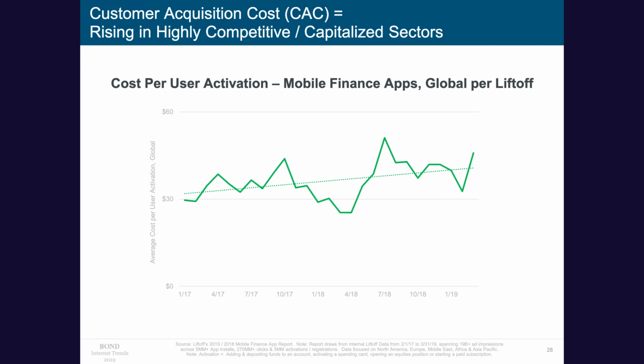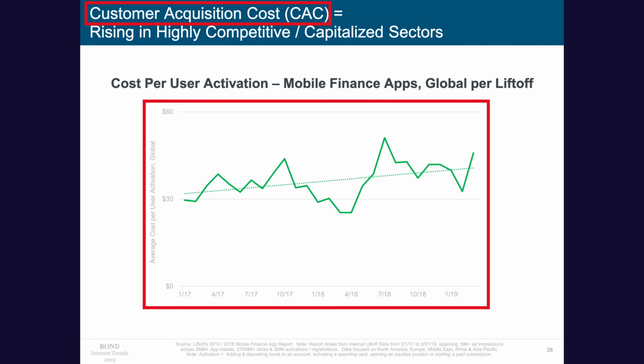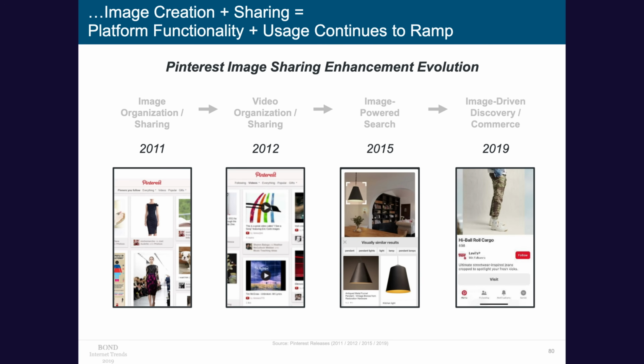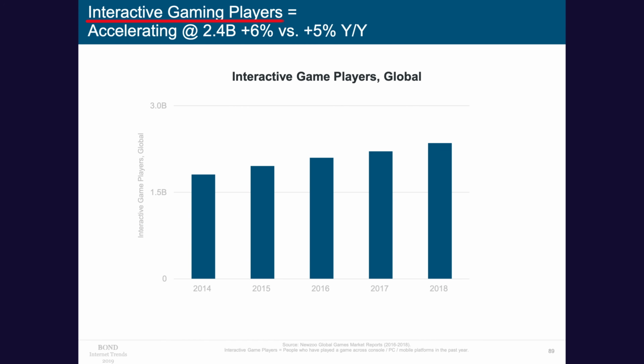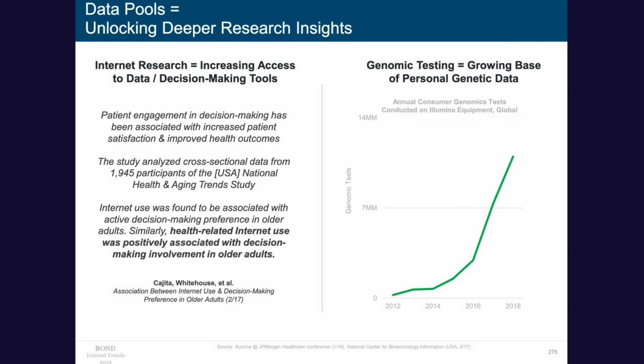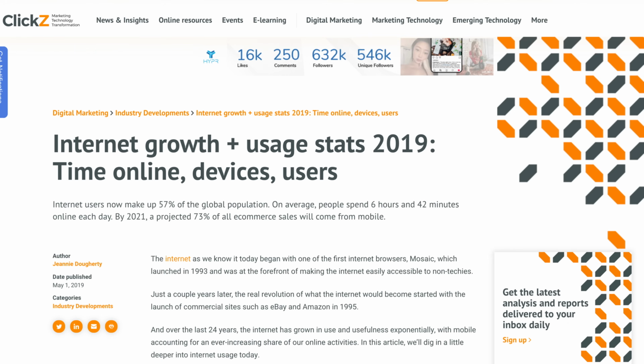In it, we learn that customer acquisition costs are rising in some saturated sectors. Images are increasingly the means by which people communicate. The number of interactive gamers worldwide grew 6% to 2.4 billion last year, and healthcare is steadily becoming more digitized. This is a must-read. Please go through the report and see what's interesting for you. And if that wasn't enough, thanks to Reagan for sharing some great stats about internet usage.